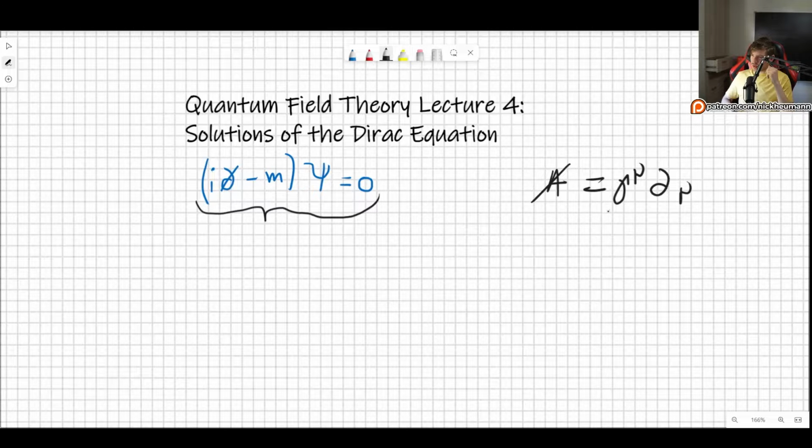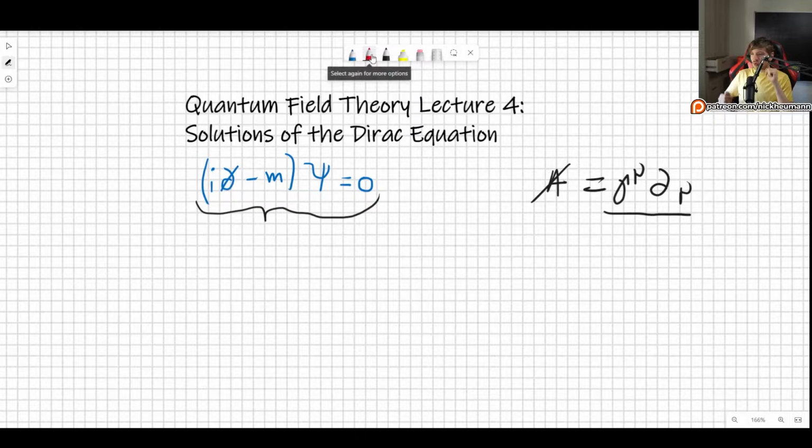If you don't know what these symbols are, then I recommend you go back to the first few lectures of this course, where we go a bit more into detail of where these gamma matrices come from and what this del mu notation is. If this is the first time you see it, you will probably have to go back in this course a little bit more.